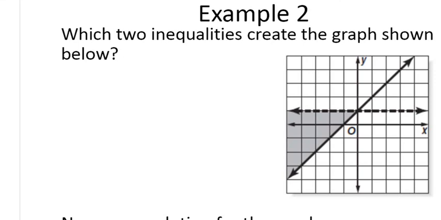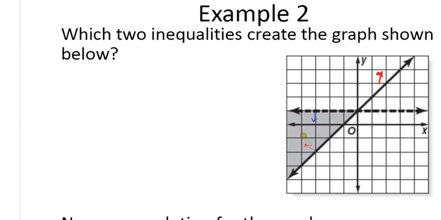So example 2 says, which two inequalities create the graph shown? So here I've got two inequalities. Here's the double shaded region, meaning that for the solid line, I'm going to be shading above the line, and for the dotted line, that's a horizontal line, I'm going to be shading below.